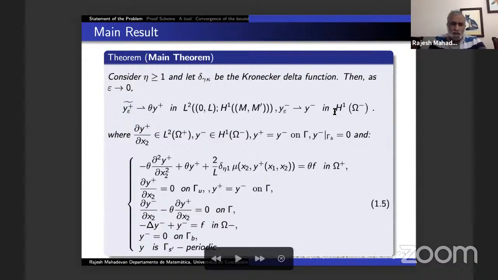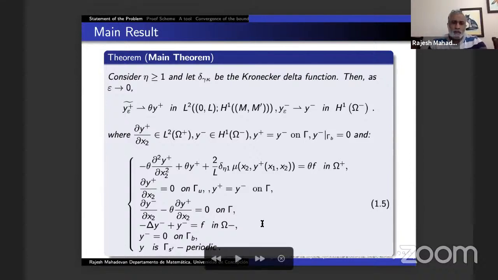and you have it appearing here, and this happens when eta equals 1. So delta eta 1 means it's 1 when eta equals 1 and 0 when eta is different from 1. It's the Kronecker delta function. And on the top part of the new region, you have a homogeneous Neumann condition, and on the interface, which separates the lower and upper part, you have this transmission condition. And in the lower part, it's simply the usual Dirichlet Laplacian equation.